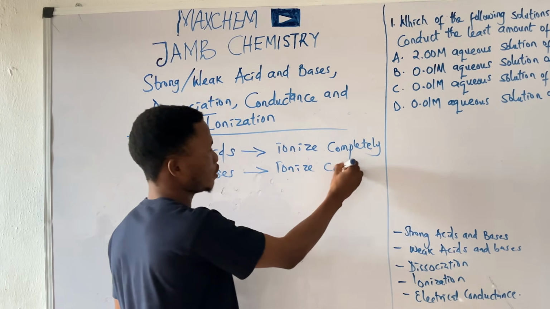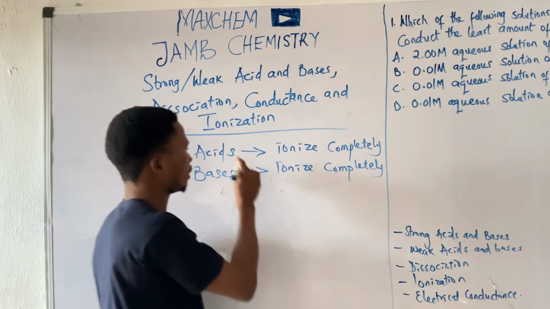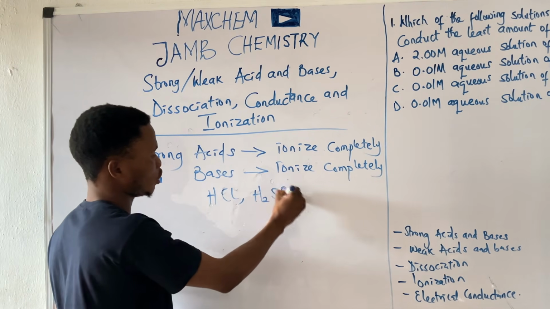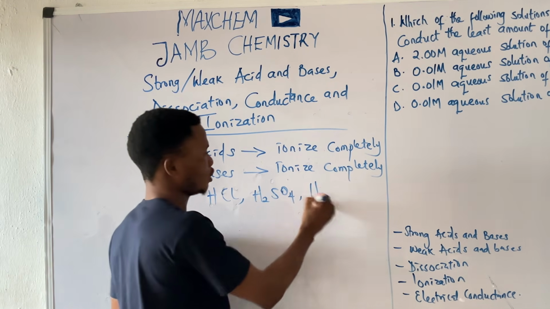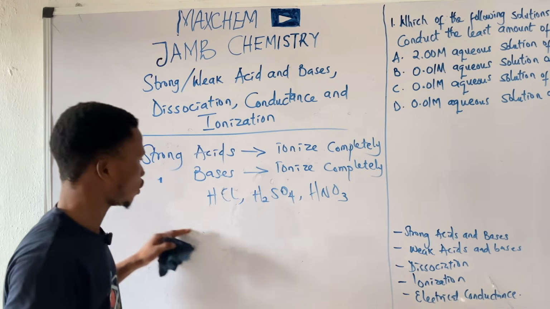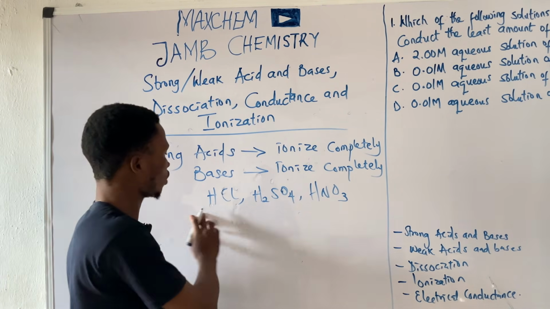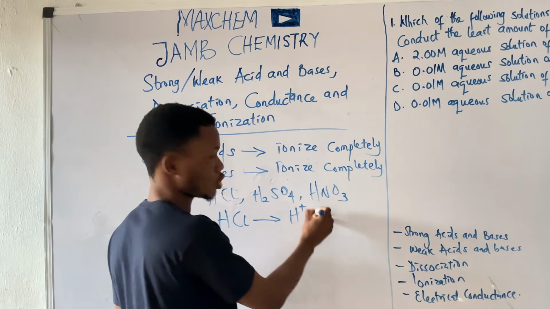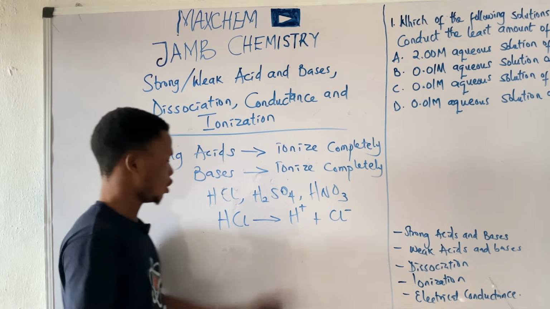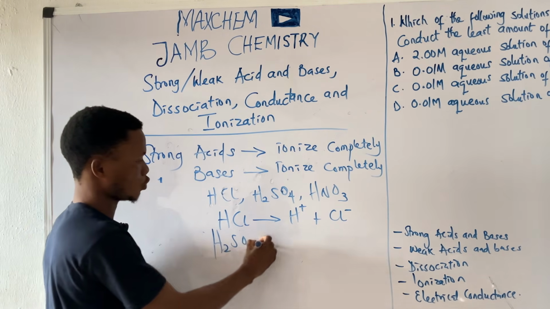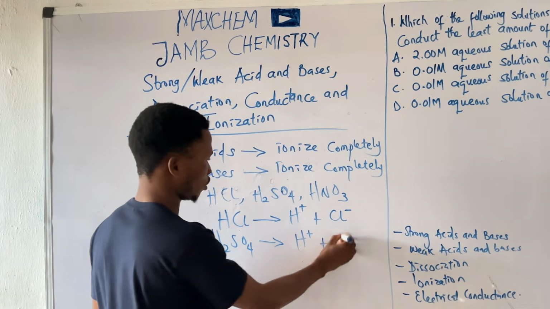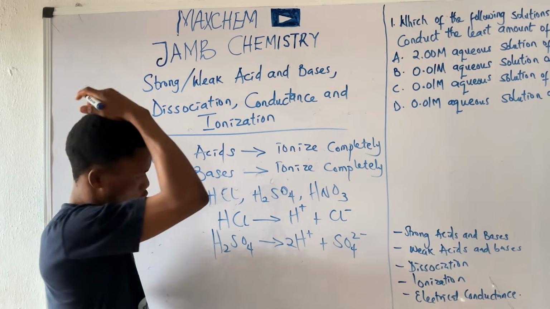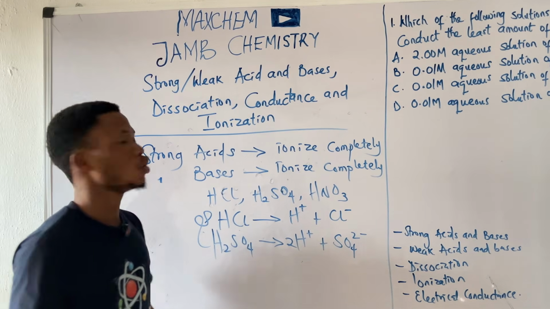They will ionize completely. So examples of strong acids, we have HCl, H2SO4, tetraoxosulfate 6 acid, and HNO3. These are examples of strong acids, and the reason is because they are going to ionize completely. When you ionize HCl, you have H+ and Cl-. When you ionize H2SO4, you get H+ and SO4 2-. So these are just examples of strong acids.